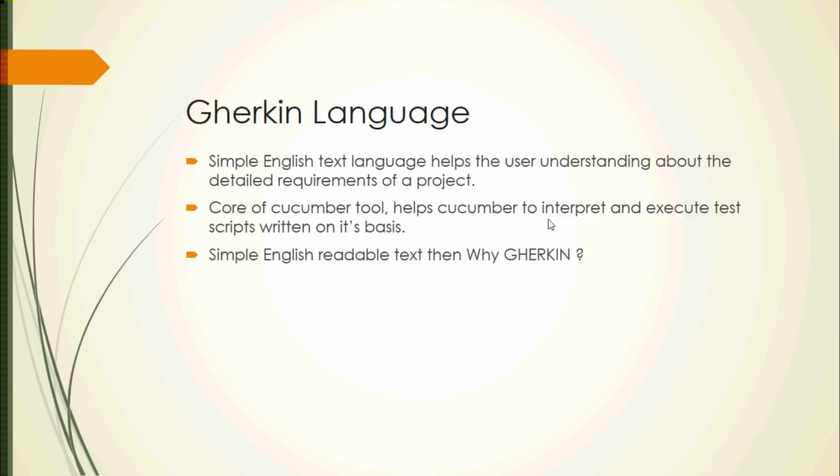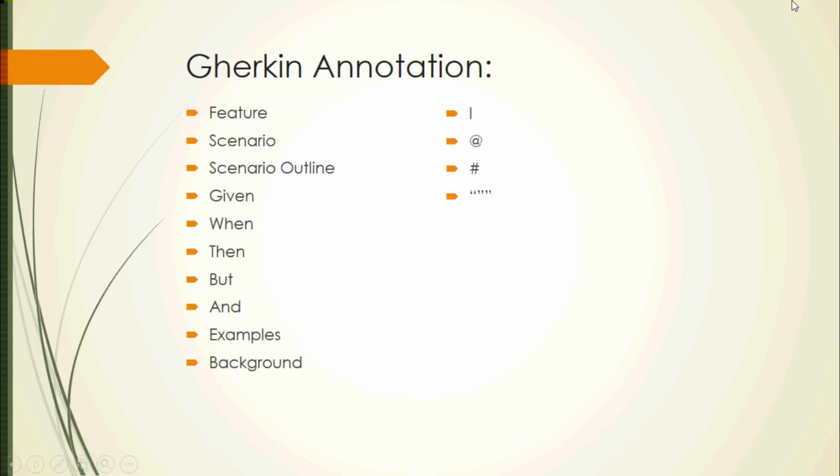So in Gherkin language, every requirement may be provided by your client, or based on the requirement, we need to write our own Gherkin feature file, and then we need to do the next stage of automation, defining the step definition classes. So in Gherkin language, we use several annotations like feature, scenario outline, given, when, then, but, and examples and background.